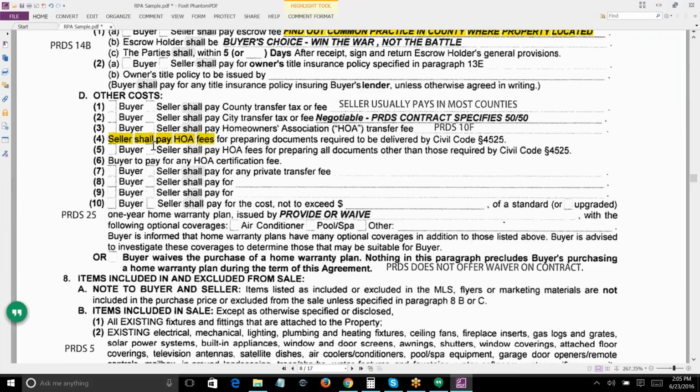That's paragraph 4. And I believe, as I look through this, where are we? Paragraph 4.